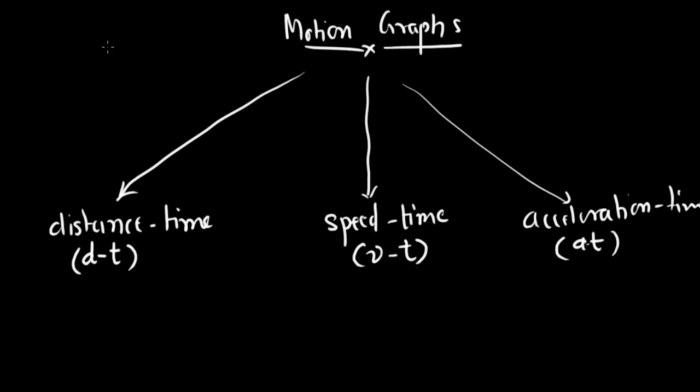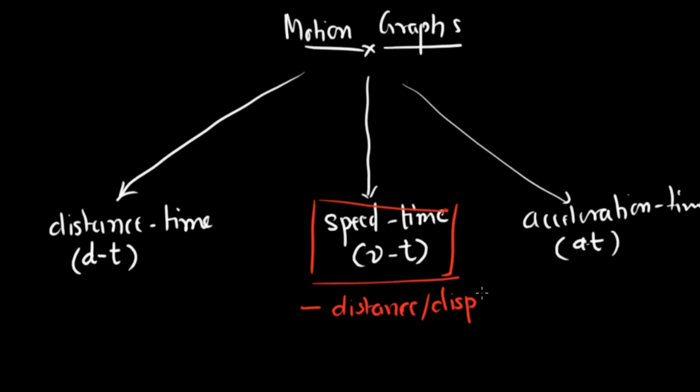In order of importance, I would say that the speed time graph comes first because there are a lot of things that I can figure out from it. If I have a speed time graph, I can find out the distance that an object travels in a given time, which can also help me calculate the displacement as well. Another thing is I can calculate the velocity or the speed of my object at a given time, and also the acceleration of the object at any given time.